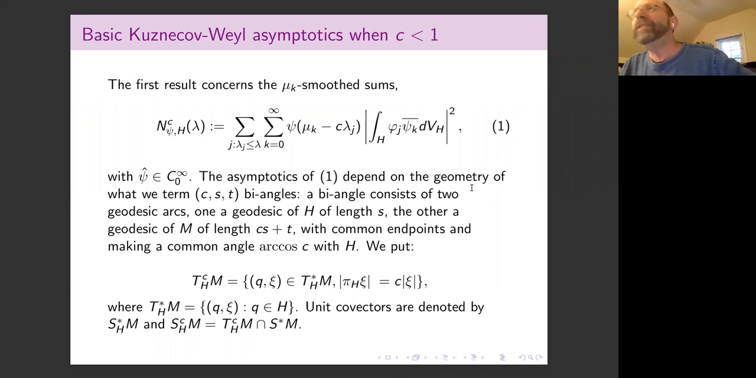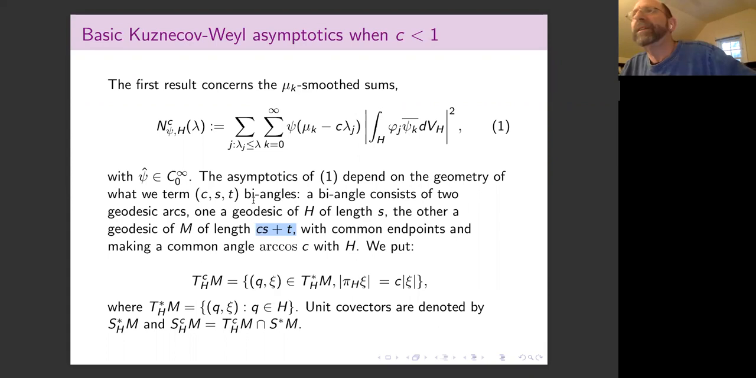One is going to lie on M. It's going to be a geodesic of M. The second arc is a geodesic of H. But there's a consistency condition between the length of the arc on M and the length of the arc on H. The one on H has length S. The C comes into the length of the geodesic on M. And moreover, the angle which the geodesic on M makes with H has to be the same at the initial point and the terminal point. So that's why we have called it a CST biangle.